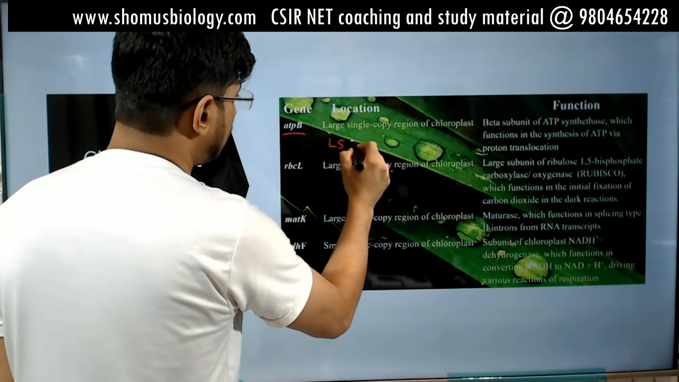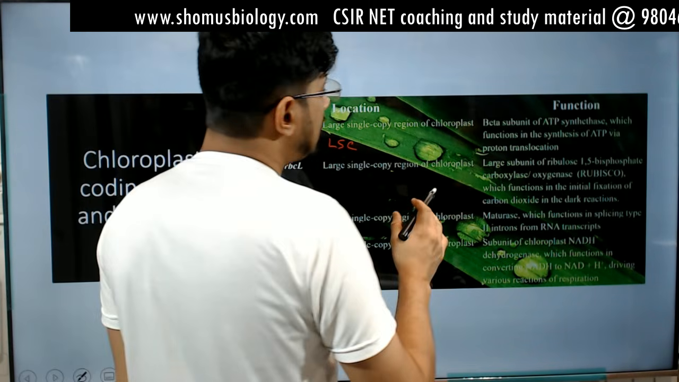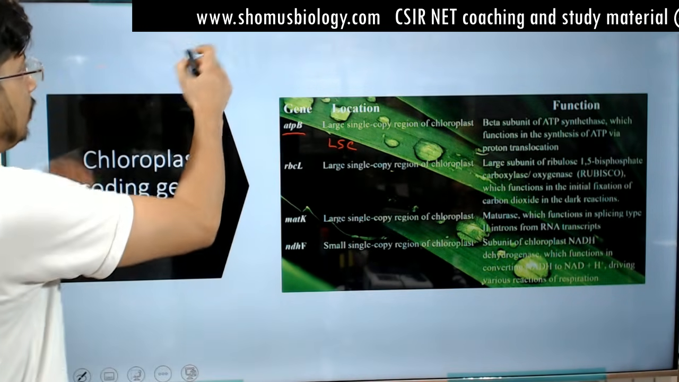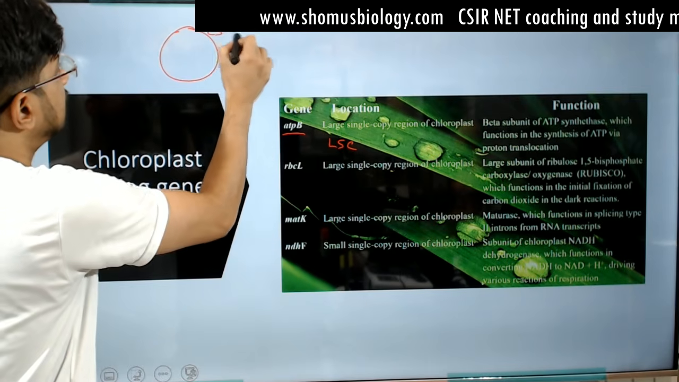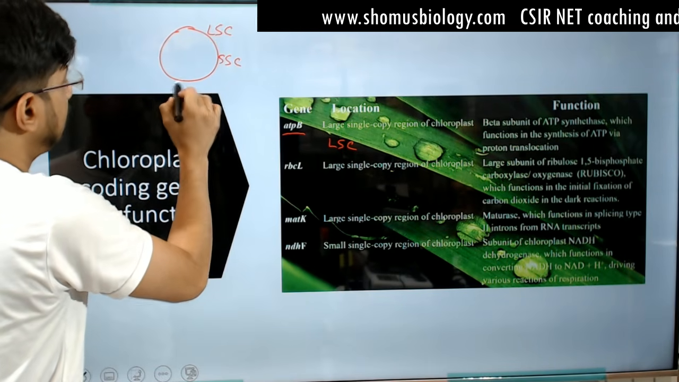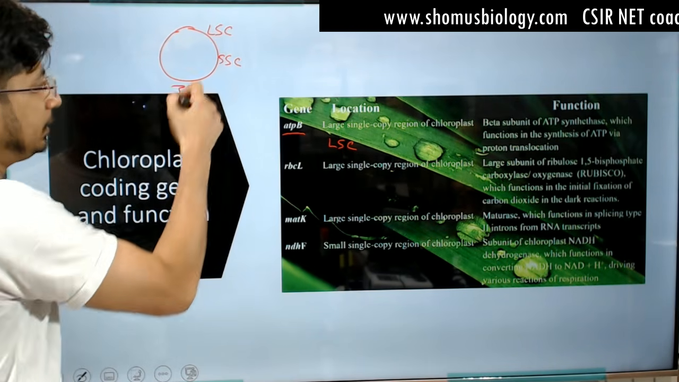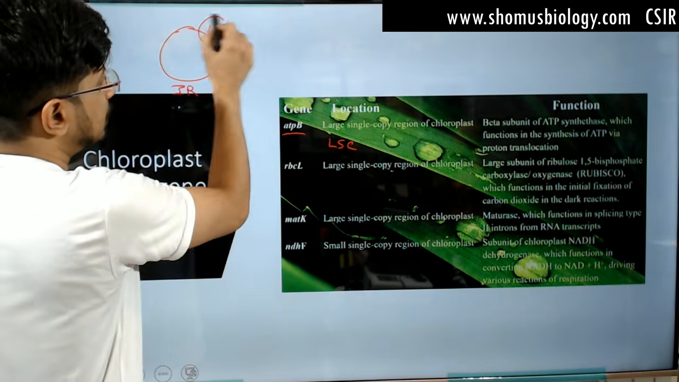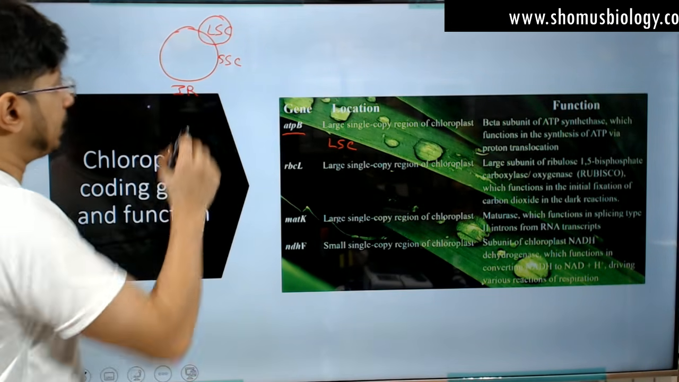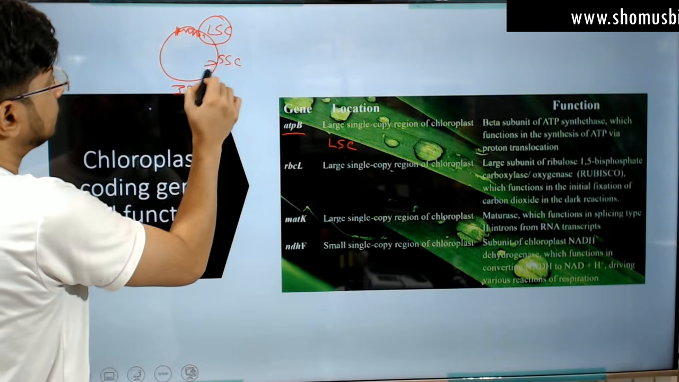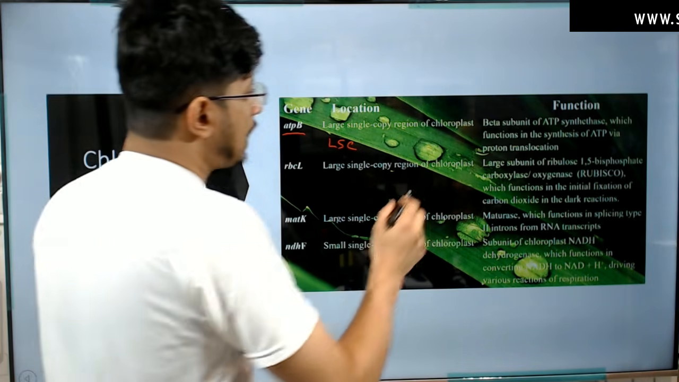Remember, large single copy LSC region of the chloroplast. Basically LSC region of the chloroplast means in the whole genome there is this LSC region and SSC region and inverted repeats. Okay, 3 regions. So this ATP is present in the large single copy region. Okay, what is the function?